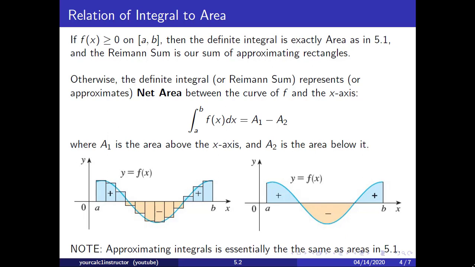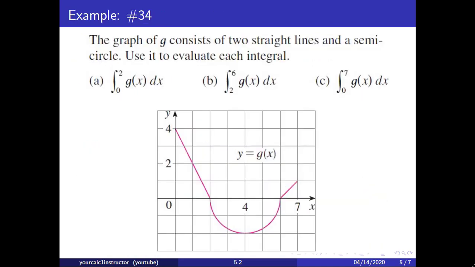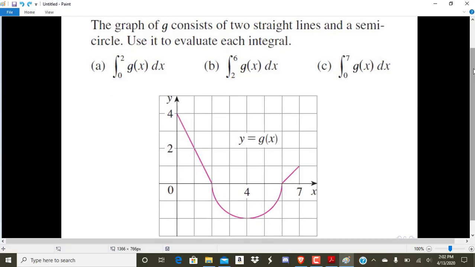Now let's finally look at an example where we use geometry to evaluate integrals. The graph of g consists of two straight lines and a semicircle. We will use that to evaluate each integral. The first is the integral from 0 to 2. Remember that this is just the net area under the curve from x equals 0 to x equals 2, or just this area here. This is just a triangle with base 2 and height 4, so the area is going to be 1/2 base times height, or 4.